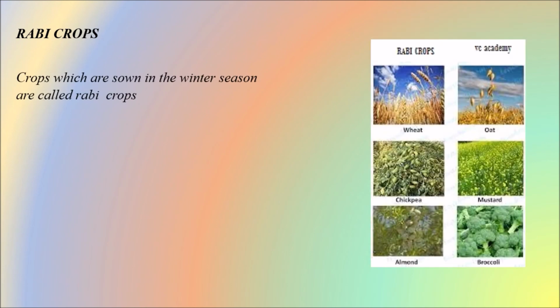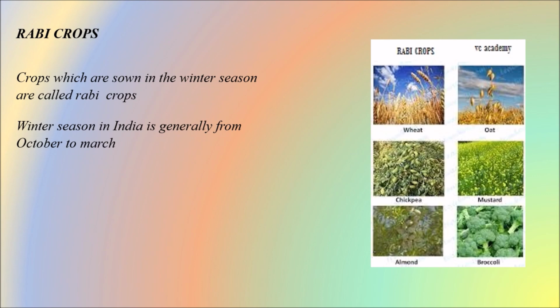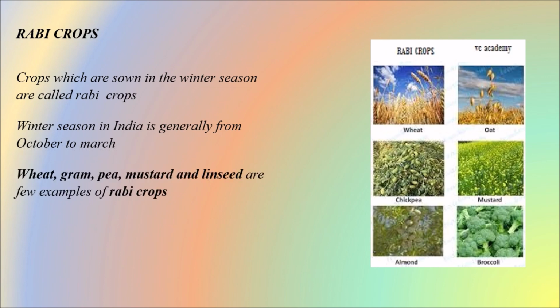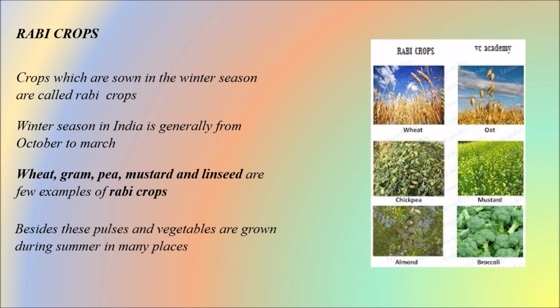Coming to Rabi crops, crops which are sown in the winter season are called Rabi crops. So Kharif is in the rainy season, Rabi is in the winter season. The winter season in India is generally from October to March. The crops here are wheat, gram, pea, mustard and linseed, a few examples of Rabi crops. Besides these, pulses and vegetables are also grown during summer in many places, which is termed the Zaid crop season.